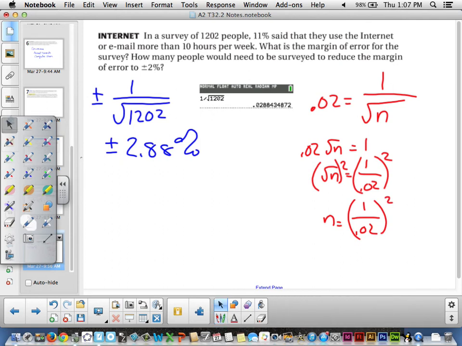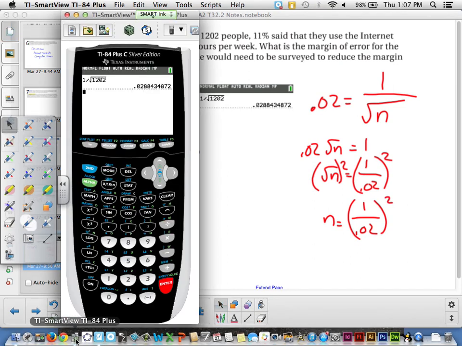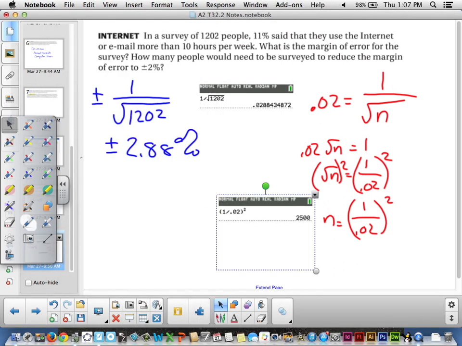And that works out to be 2,500 people. We surveyed 2,500 people. Our probability of error reduces to about 2%.